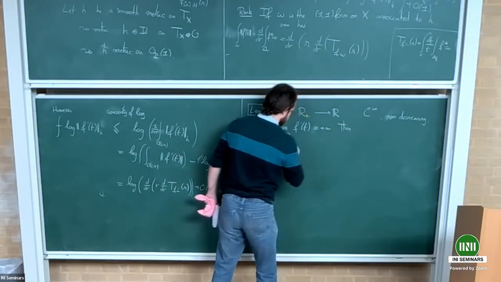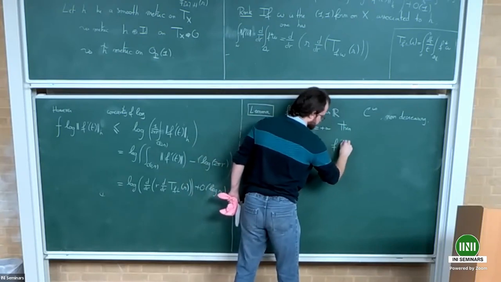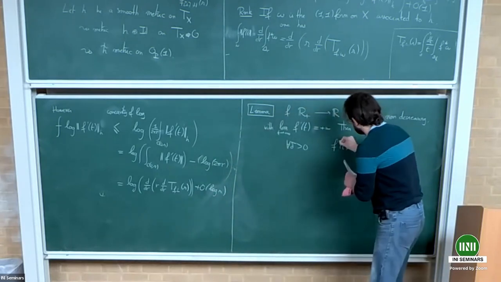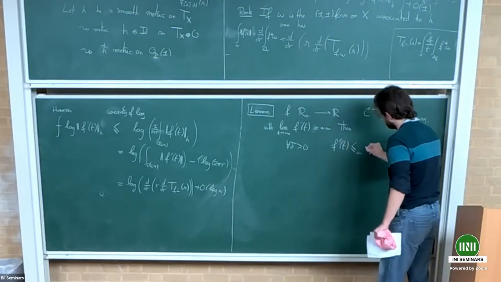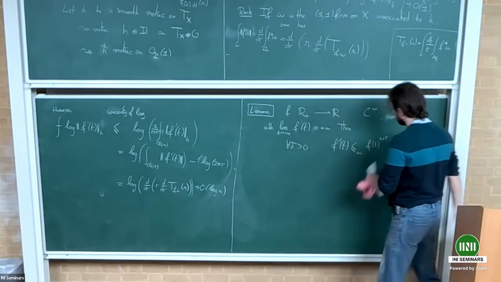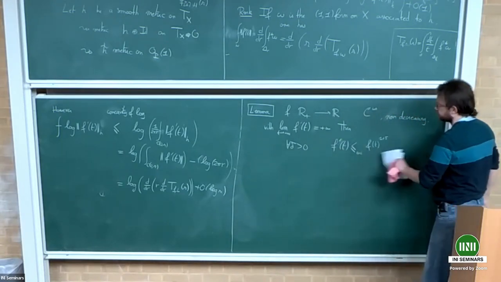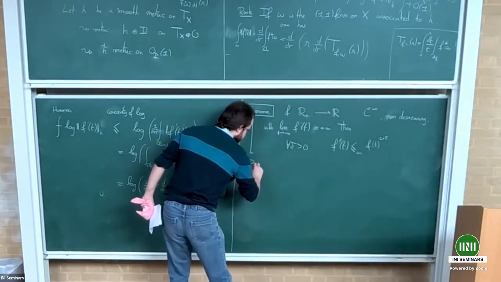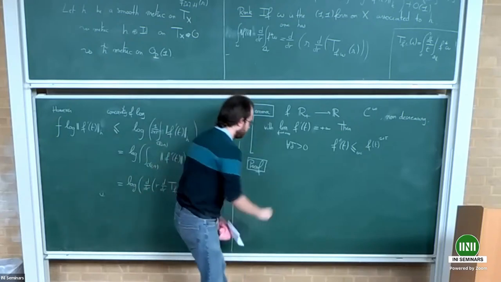Then, for any positive number delta, the derivative of the function itself can be bounded, outside some exceptional subset, by the function to the power 1 plus delta. So if the derivative is large, then the function has to be large also. And the proof of this is very easy.